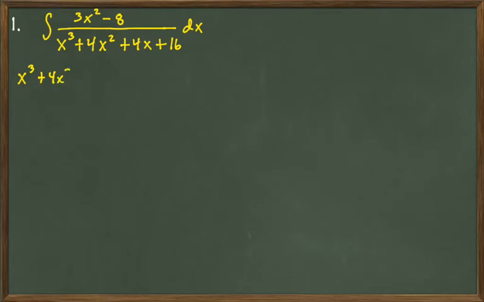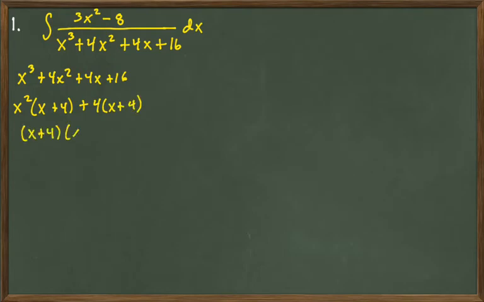So x^3 + 4x^2 + 4x + 16. The greatest common factor is an x^2 out of the first two terms, and then a 4 out of the second two terms. And so that'll factor into the linear x + 4, and then the irreducible quadratic x^2 + 4. The roots of x^2 + 4 are plus and minus 2i, so they don't have any real roots. And so now we're going to perform our partial fraction decomposition.